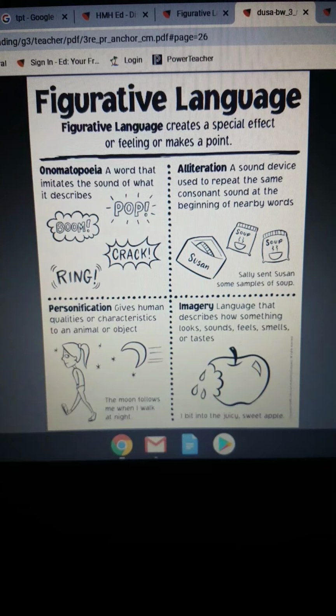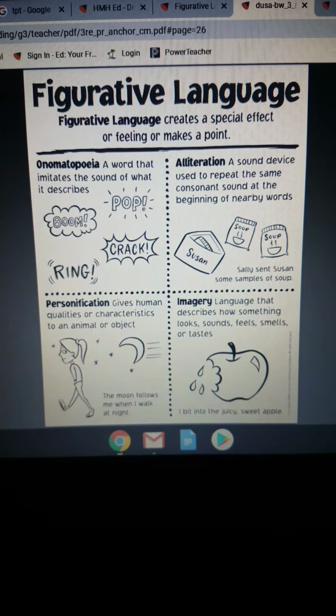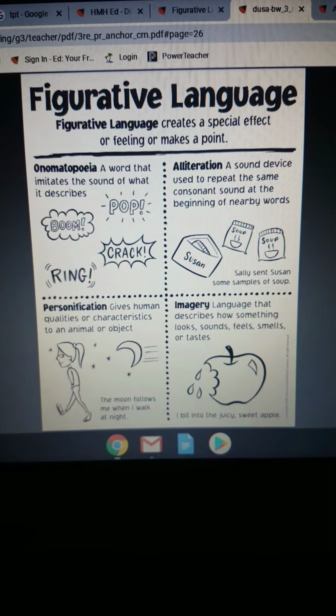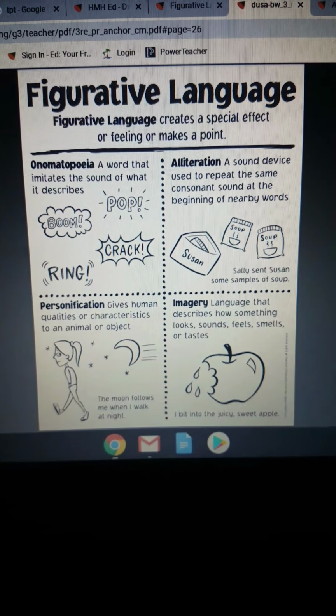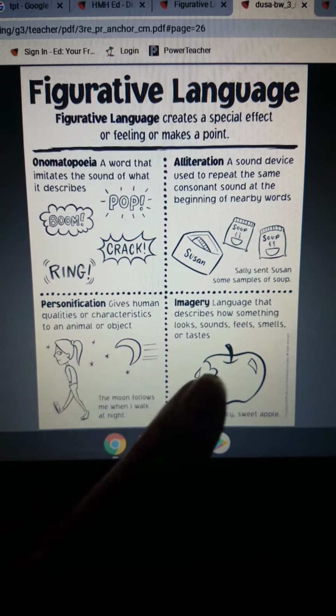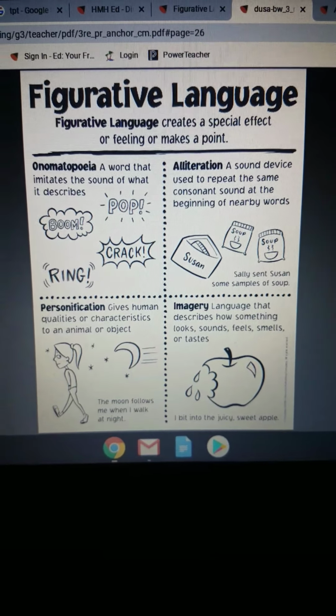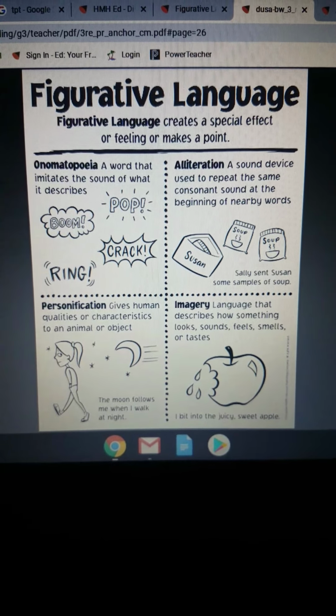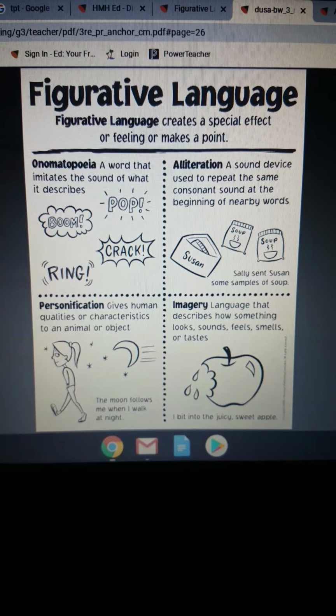You'll put a little note in your mind and say, hey, that's a sound word. That's onomatopoeia. Mrs. Fenters talked to me about that. Or, oh, wow, the author just used alliteration. The author just used the same sound over and over again. That must be important. So try to keep those in mind as you're reading today, okay?